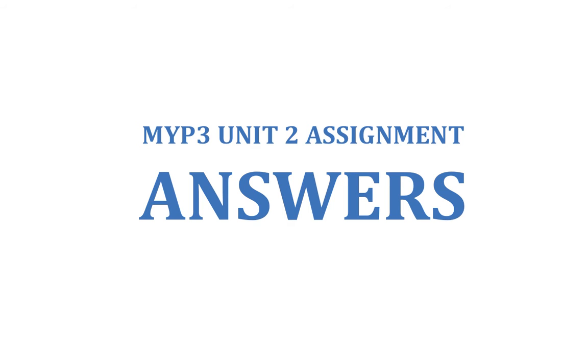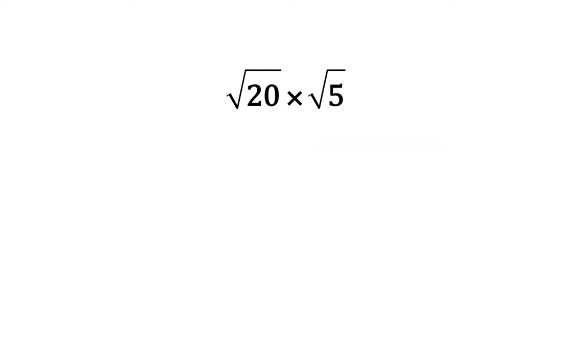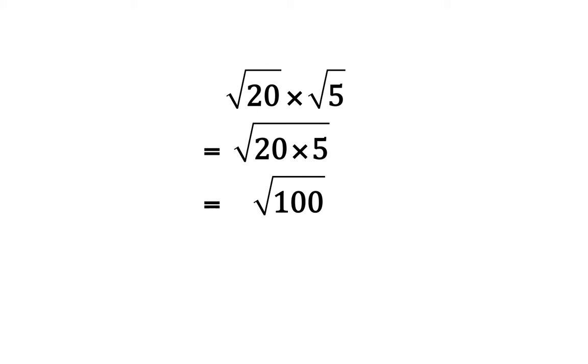So the answers to the MYP3 Unit 2 assignment. First question, root 20 times root 5. Well, you had to realize that they could be combined into a single square root of 20 times 5, which means that it's square root of 100, which comes out neatly to be 10, because 10 times 10 makes 100. So the final answer was a nice round answer, even though root 20 and root 5 individually don't have nice round values.